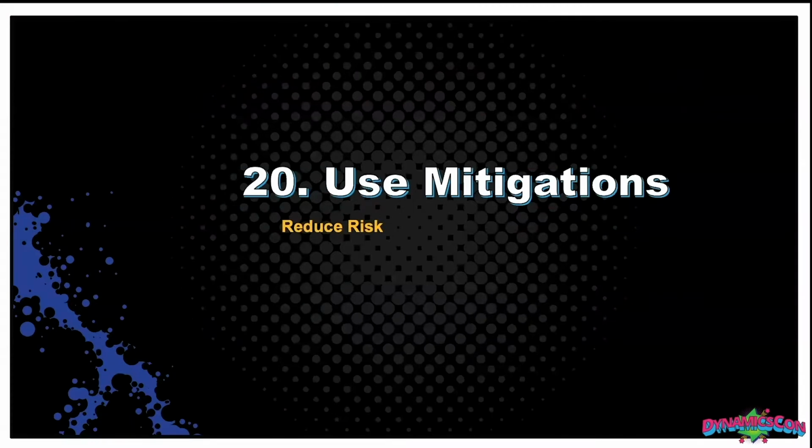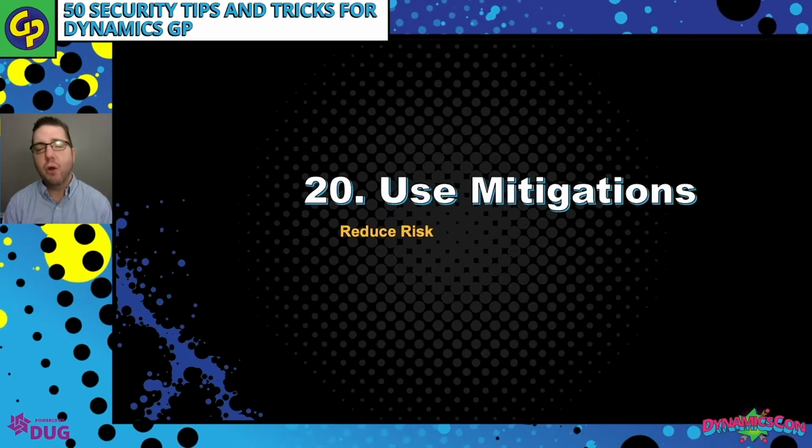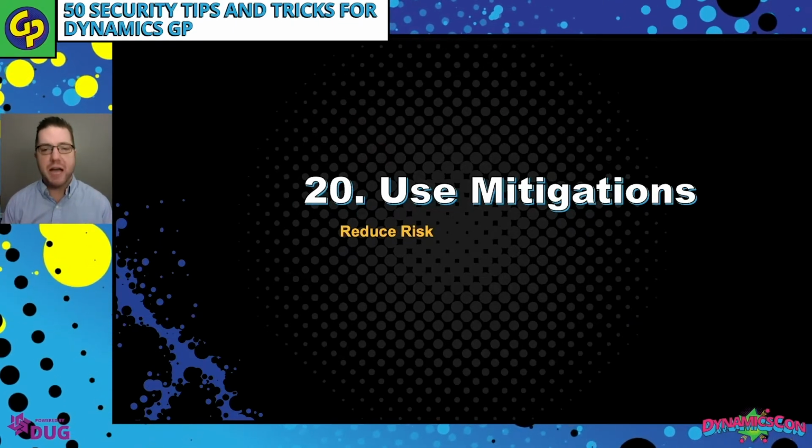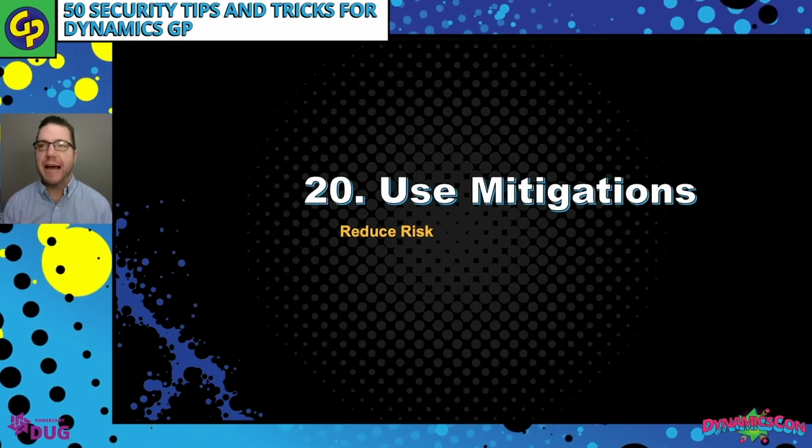Number 19 is use mitigations. So a lot of the stuff we've been talking about so far lead back to system security. Can I restrict people in system security? Can I let one person do this with security, another person do another thing with security? That's the ideal way. A mitigation or a mitigating control is where you're doing something outside of system security to really reduce your risk. That's the goal.